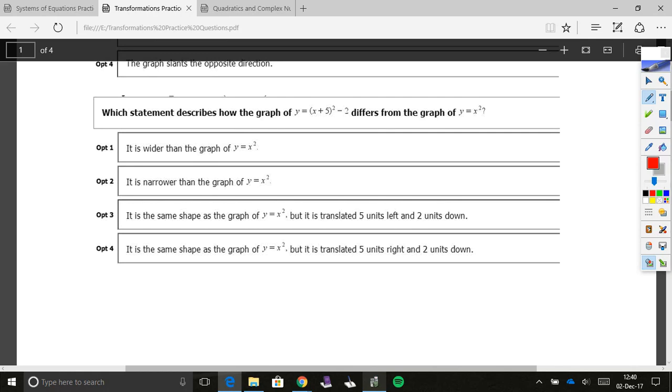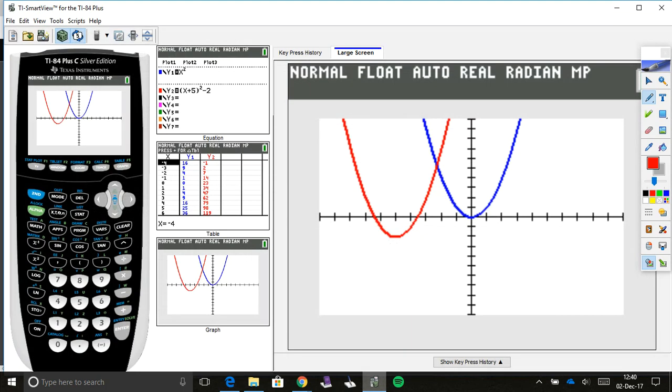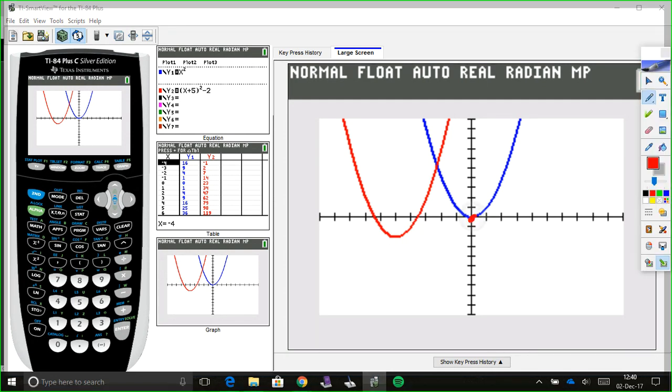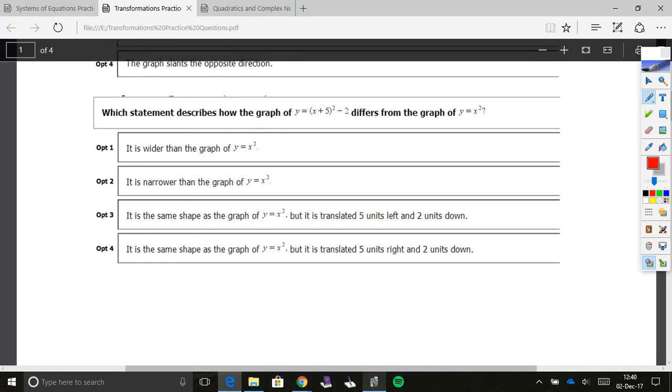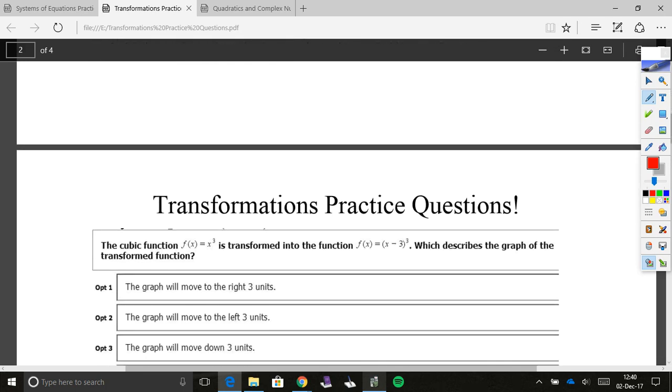Was it moved 5 units left and 2 units down, or was it moved 5 units right and 2 units down? Well, from 0, 0, let's go ahead and annotate this a bit. This is where it started. This is where it ended. It definitely moved to the left 5 and then down 2. All right, so just using that information, it's going to be what? Option 3? 5 units left, 2 units down? Definitely option 3.